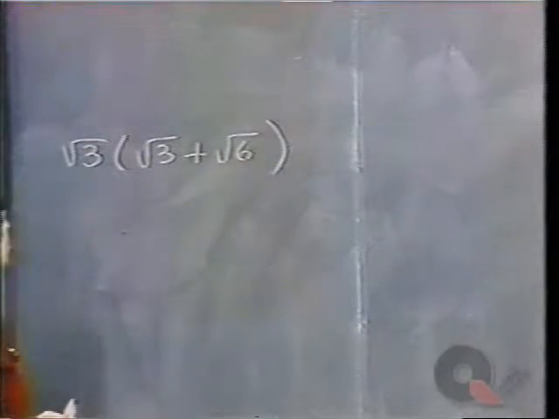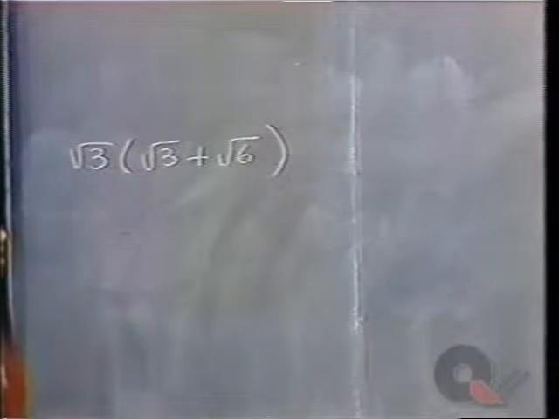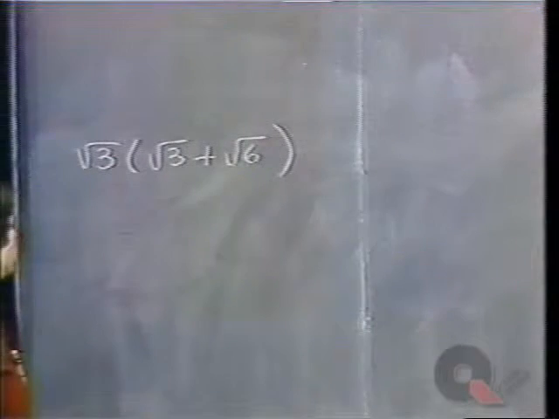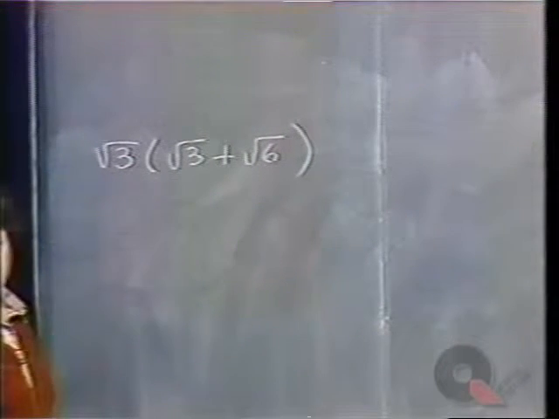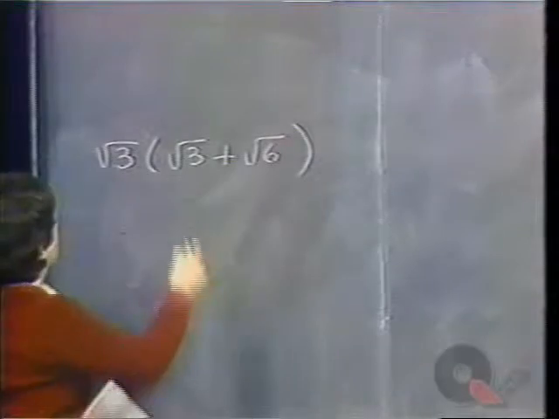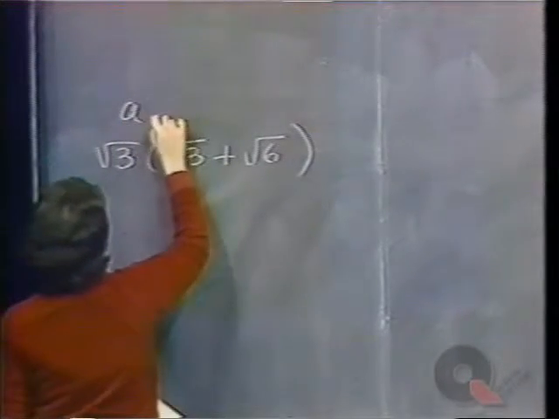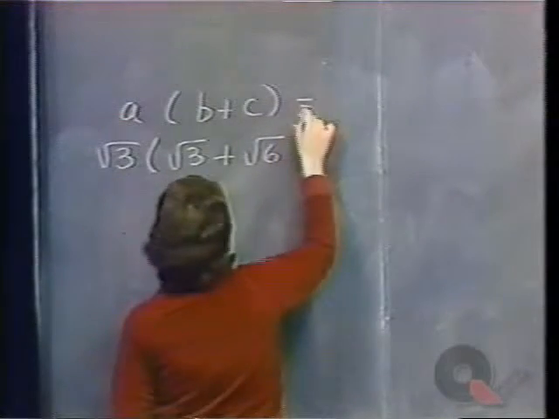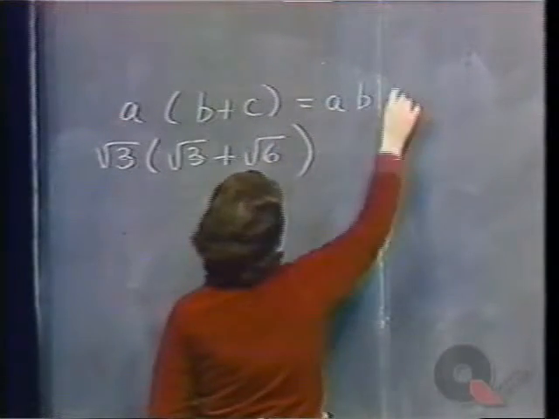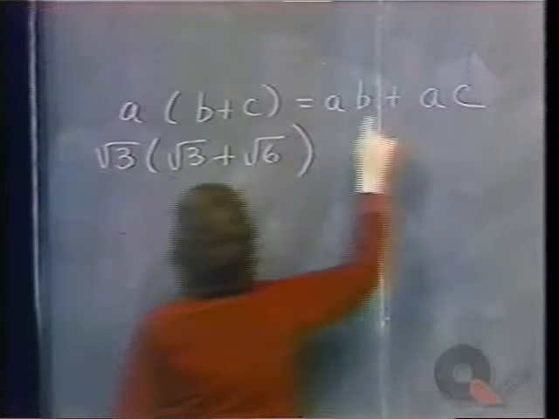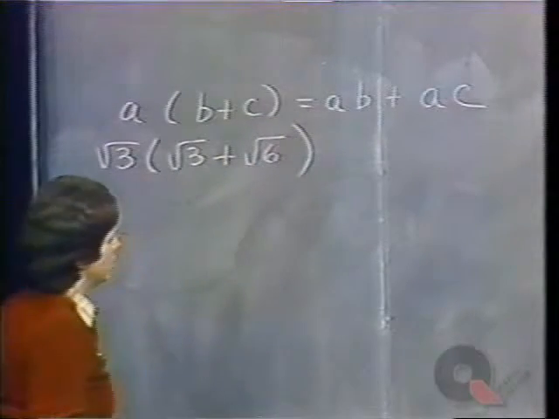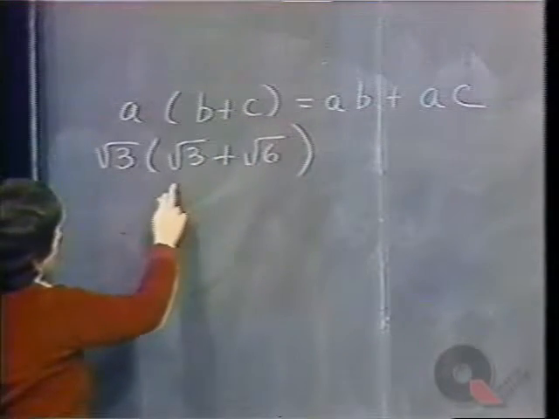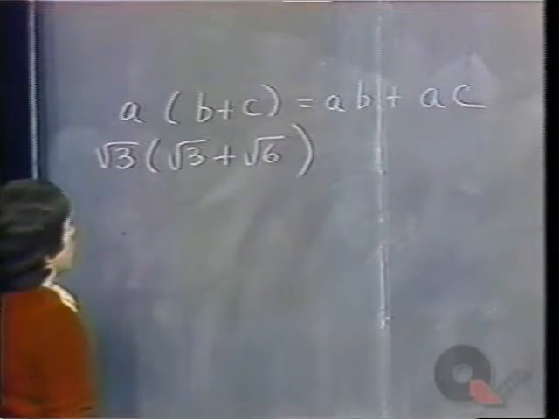Okay, now the key to multiplying radical expressions is the distributive law, the same tool that we used when we multiplied expressions that did not involve radicals. Just to recall, the distributive law says that A times (B plus C) is equal to AB plus AC. That is, we distribute the A through the parentheses. In much the same way, over here we're going to distribute the square root of 3 through the parentheses.